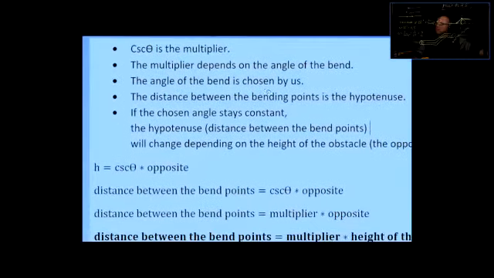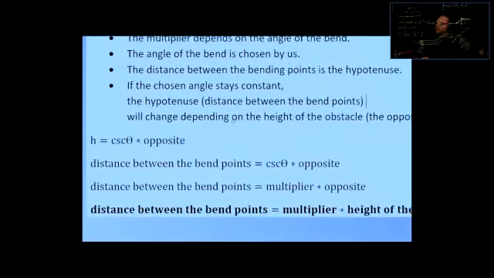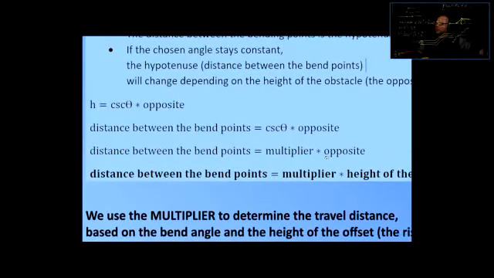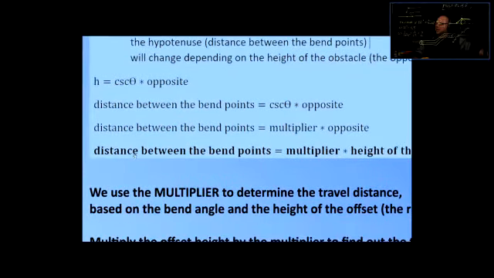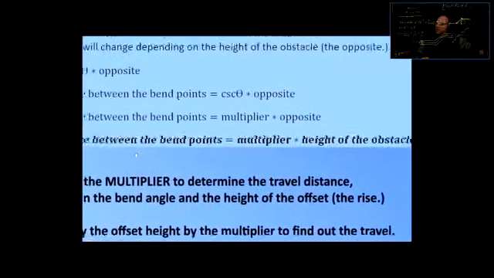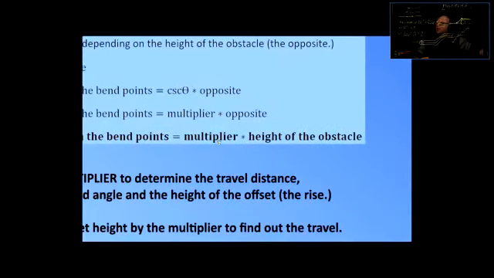All right? So the distance between these 2 points equals the cosecant, which is the 1 over sine of the opposite. The distance between the bend points, basically the travel distance, or the hypotenuse, equals the multiplier times the opposite, which is the distance. I'm just kind of rewriting this thing as we go. This means that the distance between the bend points equals the multiplier times the height of the obstacle. As simple as that.